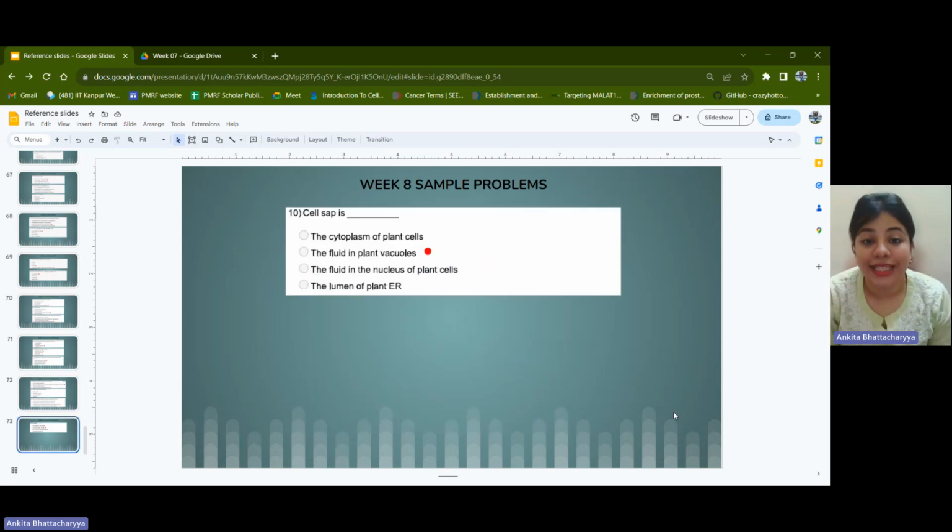And finally, cell sap that we talk about for plant cells is often the cytoplasm of plant cells, the fluid in plant vacuoles, the fluid in the nucleus of plant cells, or the lumen of the plant endoplasmic reticulum. So the correct option for this case is that it is indeed the fluid that is present in plant vacuoles.